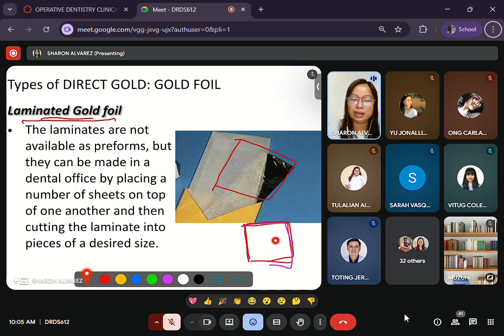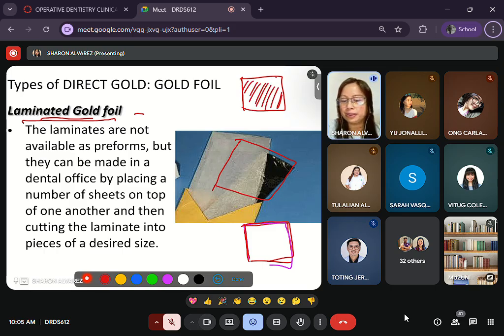So what's the good thing about laminated gold foil? Why are they trying to combine the sheets of gold together? Because each sheet of gold has a different direction of grains. For example, the grains of gold for one sheet will be something like this, and then the grains of the other one will be in a different direction.